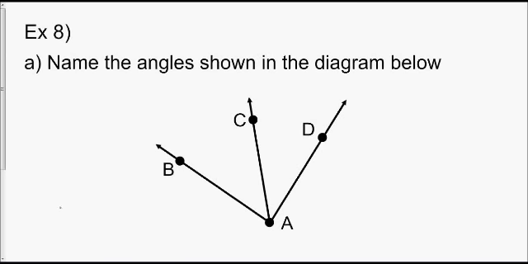We want to name the angles in this diagram. Example 8, name the angles. And some of these are pretty easy. So you need 3 points to name an angle if you're using points. The vertex is always named in the middle. So first, we have angle BAC.